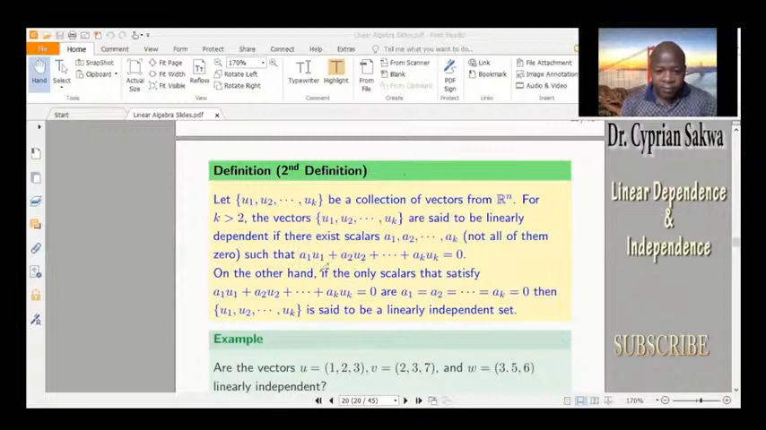But supposing the scalars are all 0, such that r1 times u1 plus r2 times u2 plus all the way up to rk times uk gives you 0, and all the scalars are 0, then we say that this set of vectors is linearly independent. Those are the two definitions of linear dependence and linear independence. We want to apply the two definitions in our examples.